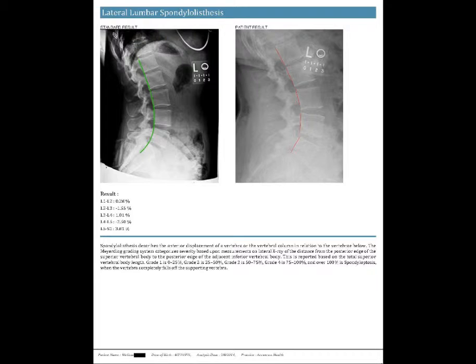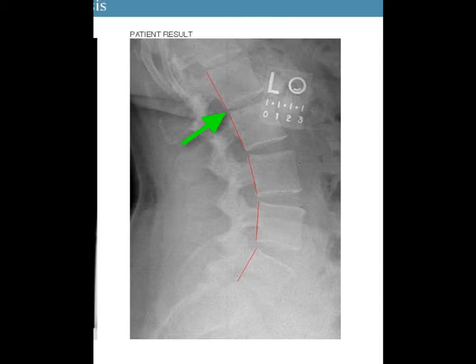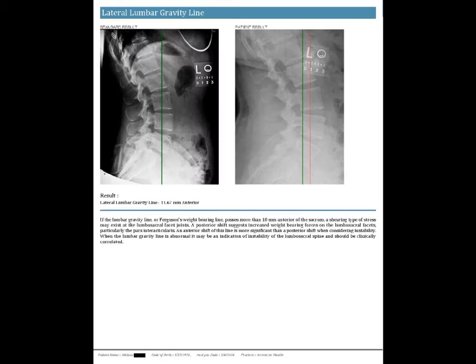You can circle that and show them L4-L5 is 2.50. Show them the offset. Explain how this one perfectly lines up with the one below it, where in this case it doesn't line up perfectly. There's an offset there. When I go over the lumbar gravity line, I do it like this.